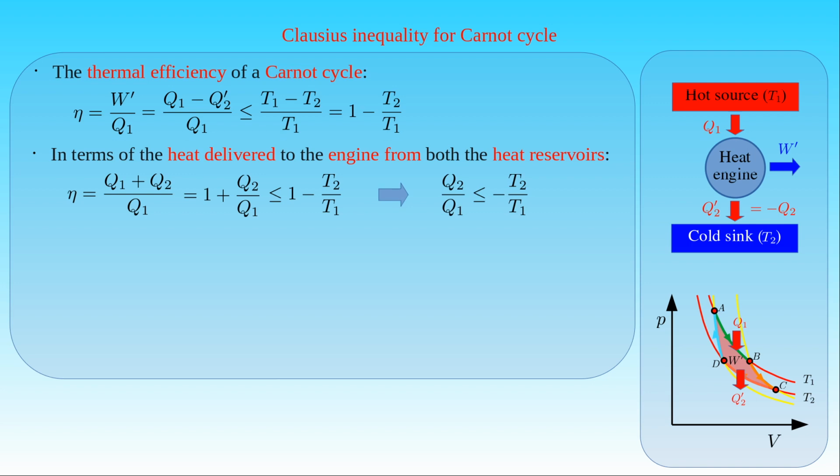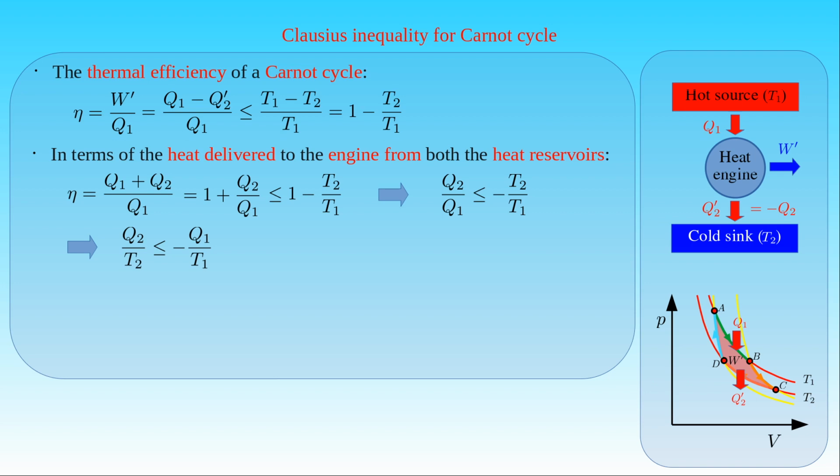If we multiply this expression by Q1 and divide it by T2, we obtain another form of the expression stating that the ratio of the heat Q2 to the temperature T2 is less than or equal to minus the ratio of the heat Q1 to the temperature T1. In this expression, each ratio of the heat to the temperature characterizes the transport of energy in one step of the Carnot cycle, where the heat is exchanged between one of the thermal reservoirs and the heat engine in an isothermal process at the temperature of the thermal reservoir.